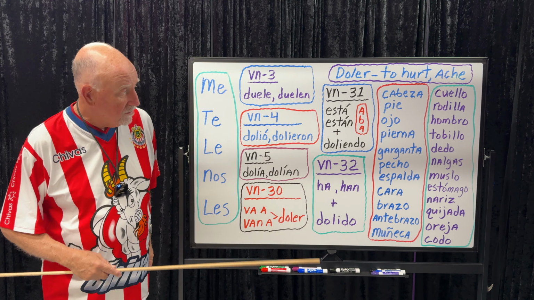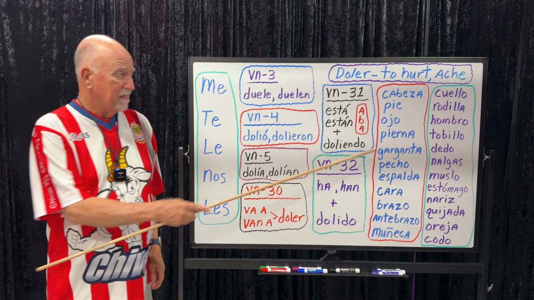Verb number 5. Just at any given point in time, whether it was when you got home, when you got up, when you left work, when you sat down in the car, when you went running, at any given point in time in the past, and you want to say something hurt or ached, just go with dolía or dolían. Open-ended.